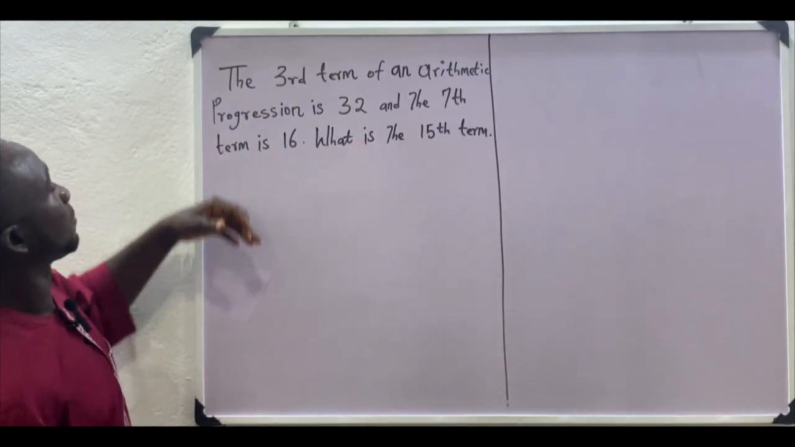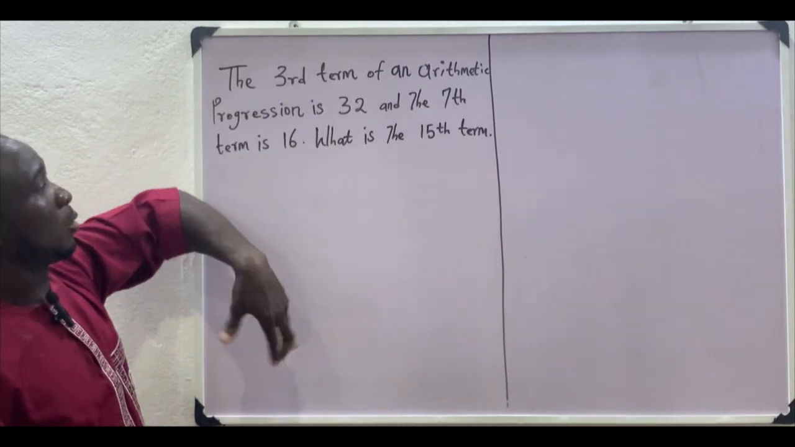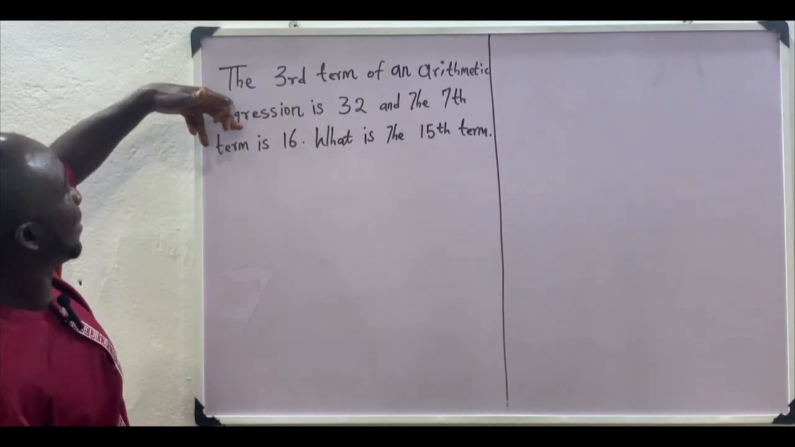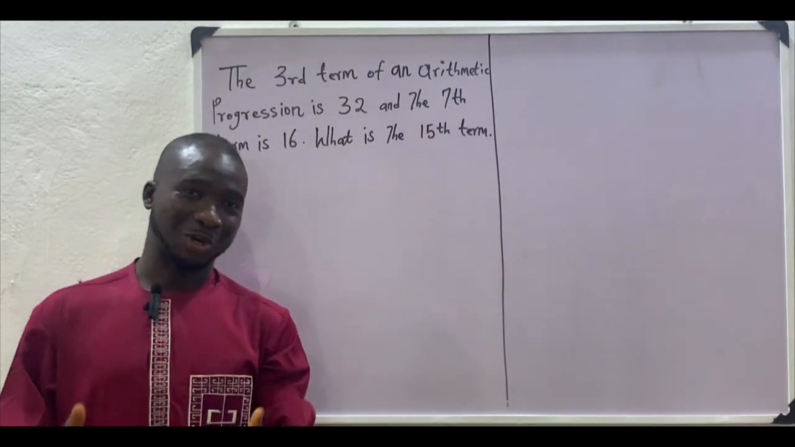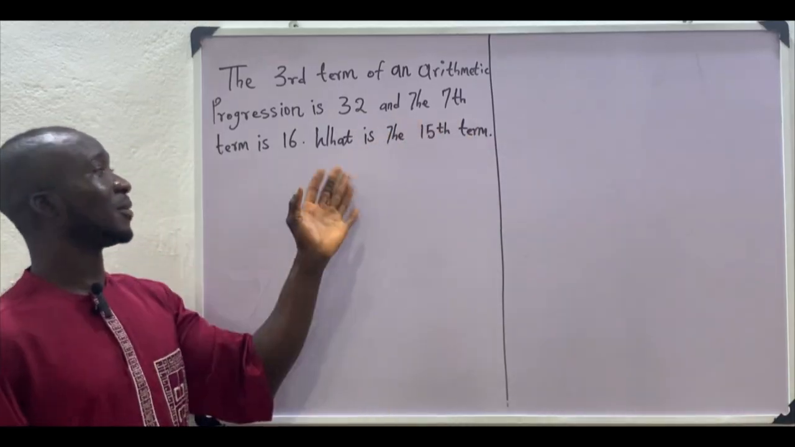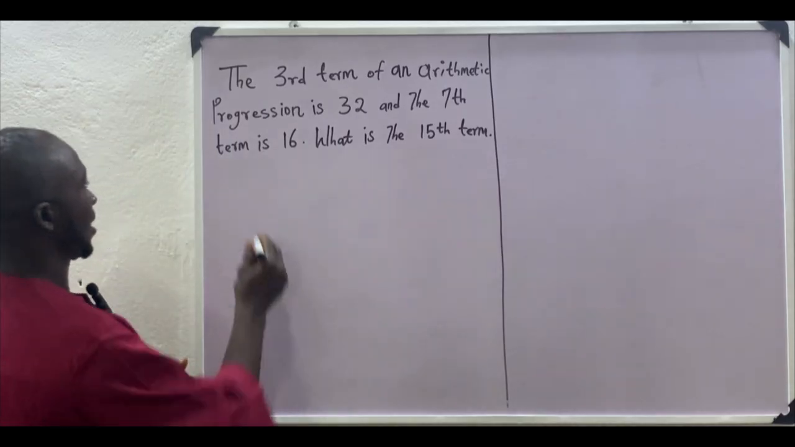So here we have that the third term of an arithmetic progression is 32. We also have that the seventh term of the same arithmetic progression is 16. And the question is for us to obtain the 15th term of the sequence. So we proceed to solve this question as follows.